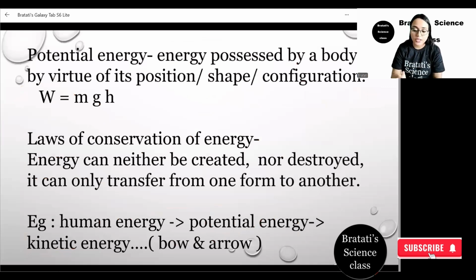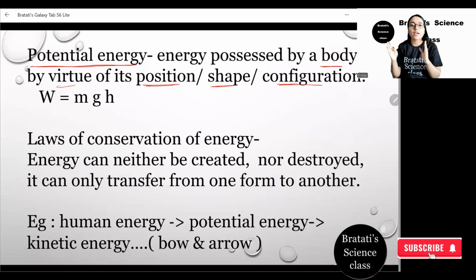Now coming to the potential energy. The potential energy is considered when the body is at rest, that means zero velocity. So if the velocity is zero, we consider only the weight, that is the gravitational pull. It is the energy possessed by a body by virtue of its position, shape and configuration, whether it's circular or square, or heavy or light, so whether the mass is more or less. So here we consider W equals mg, that is the weight, into the displacement height. Suppose it is at a height of 7 meters from the ground. So W equals mgh is the potential energy of that object.